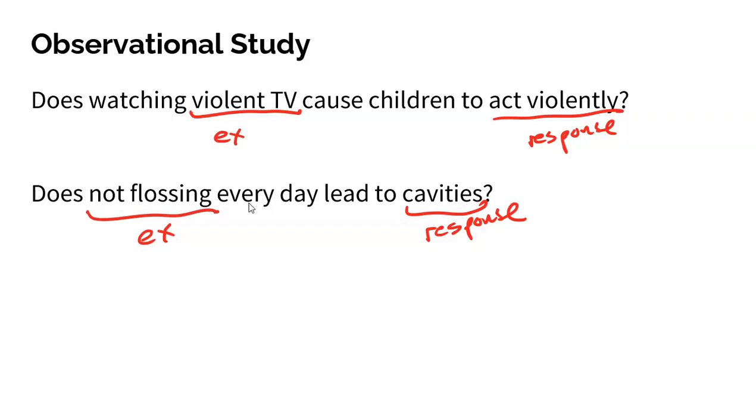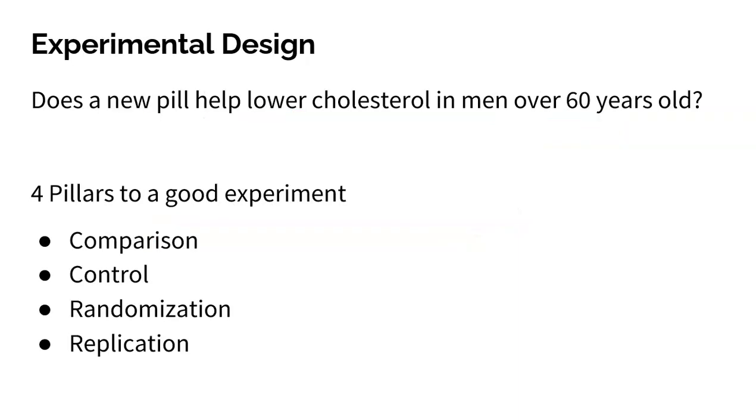So the biggest difference in an observational study to an experiment, which we're going to talk about next, is that, A, you can't use the word cause and effect, and you don't tell them to do anything, you just simply observe. Now, an experimental design is where we could actually, hopefully, if done properly, claim that an explanatory variable causes a change in a response variable. So the example I have here for you is, does a new pill help lower cholesterol in men over 60 years old? So the explanatory variable is a new pill, and the response variable is hopefully my blood cholesterol being lower.